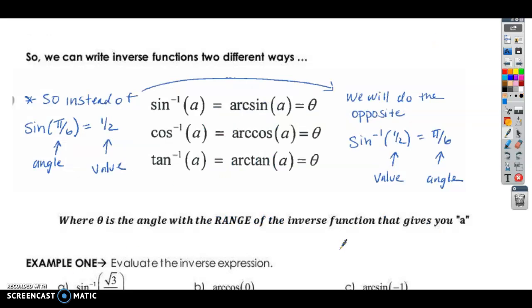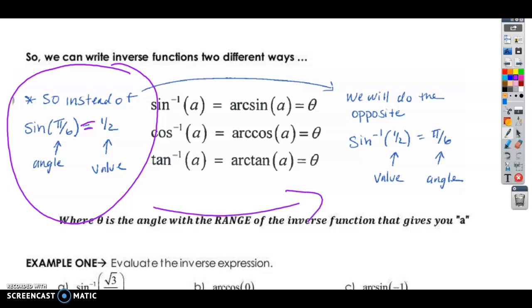Like I was saying, you can write inverse functions in two different ways, with a -1 or with the arc, right? The arc sine, arc cosine, arc tangent. So the problems we've been doing up to now look like this, where we are asked to find the sine of an angle, and then we solve for the value. Well, we're going to be doing the opposite of that. We are now over here. We're going to be asked to find the inverse sine of a value and try to find the angle.